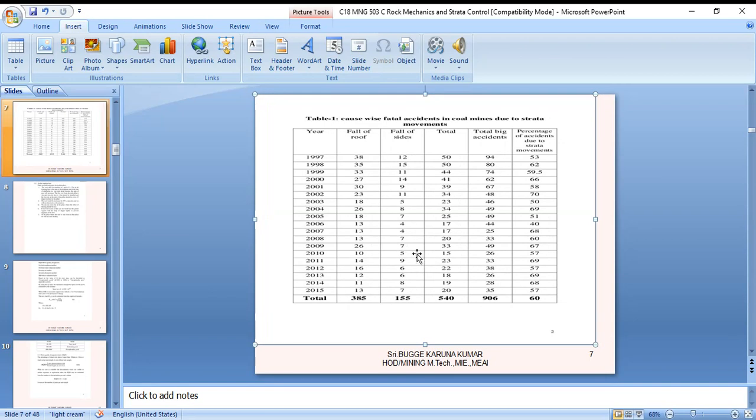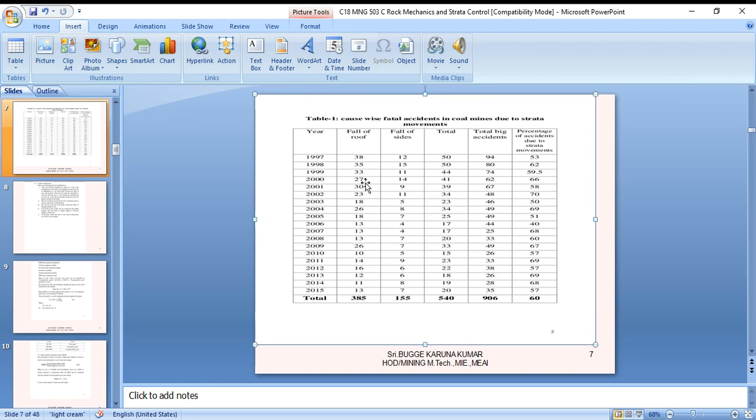What type of accidents happen here is categorized into fall of roof and fall of sides. Every year, the total number of big accidents is shown, and also the percentage of accidents due to strata movement. This statistics shows that about 60% of accidents are due to strata movement, compared to other accidents such as fire accidents. The total is 654 accidents, and 380 for fall of the roof, which is more.